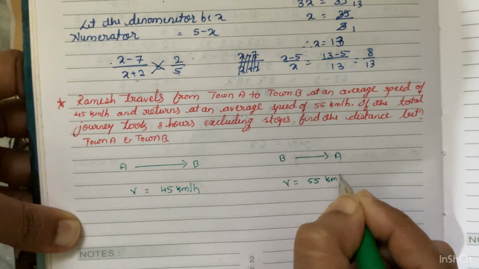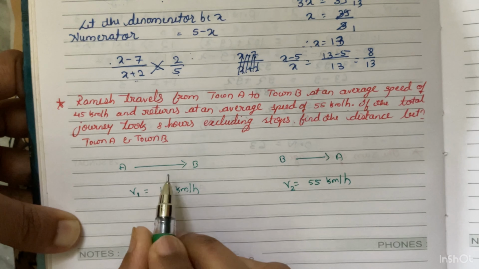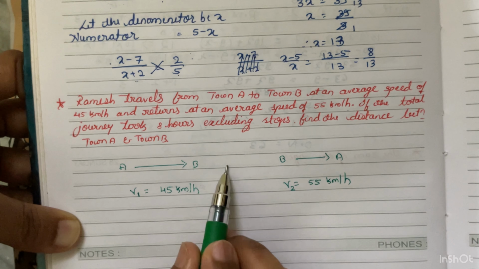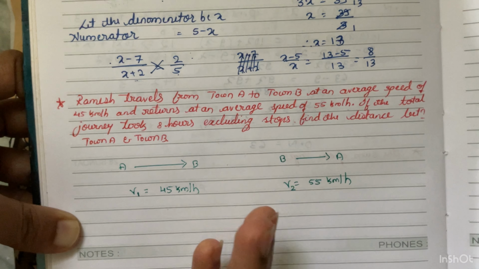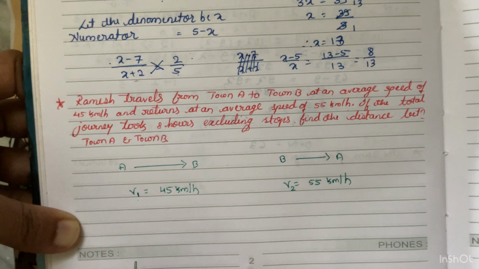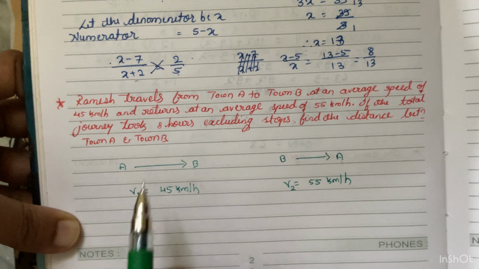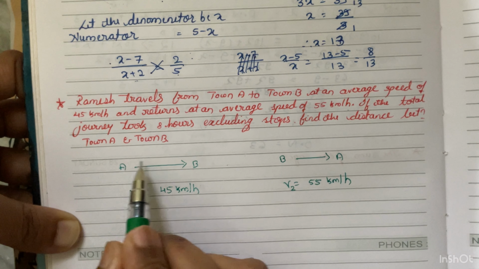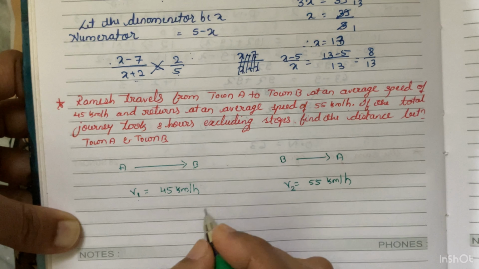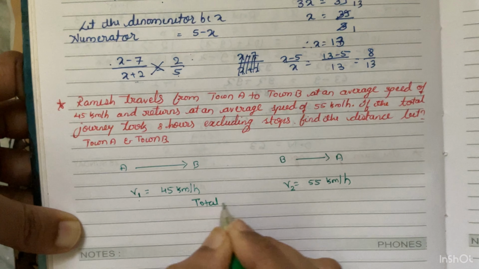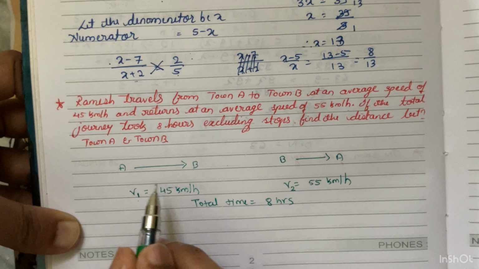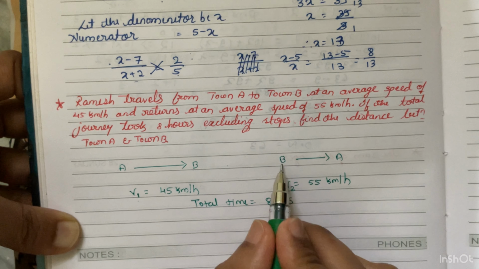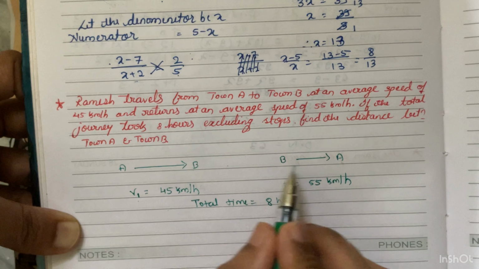So from A to B I'll consider V1, and from B to A I'll consider V2, because it is the same place, the same distance, but the speed has changed here. The total journey is from A to B and again B to A, so the total time taken is 8 hours. We don't know how much time for A to B or for B to A, but we know the total is 8 hours.